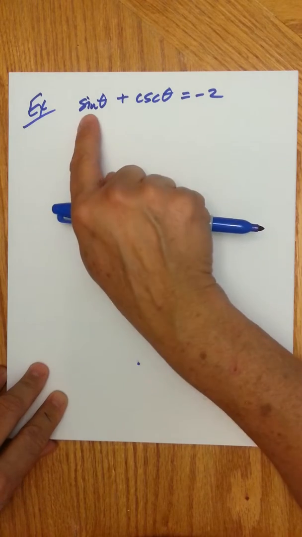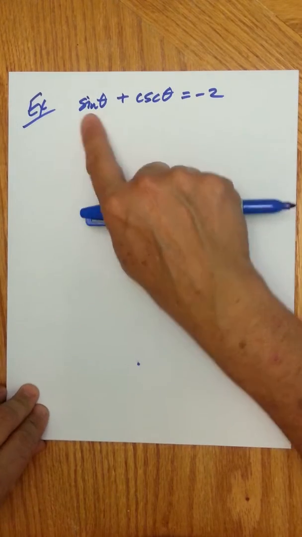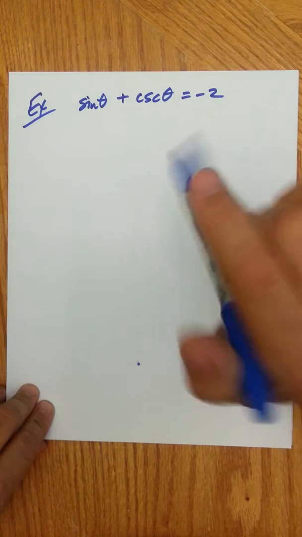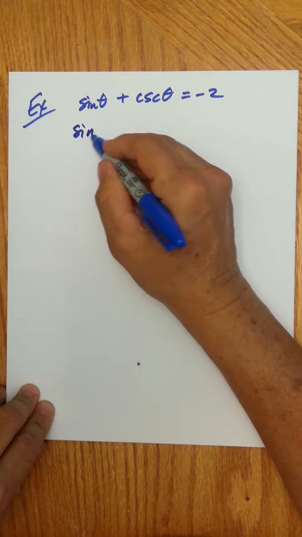Now I see that I have a sine function and then cosecant. They at least are related. This is the reciprocal function of sine, so I'm going to go ahead and take advantage of that.